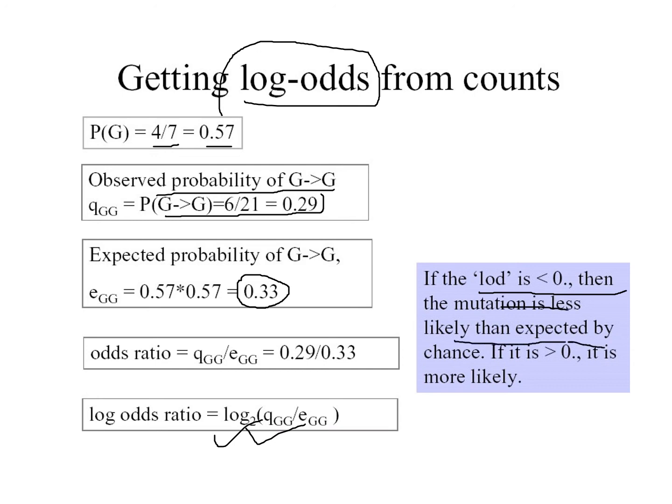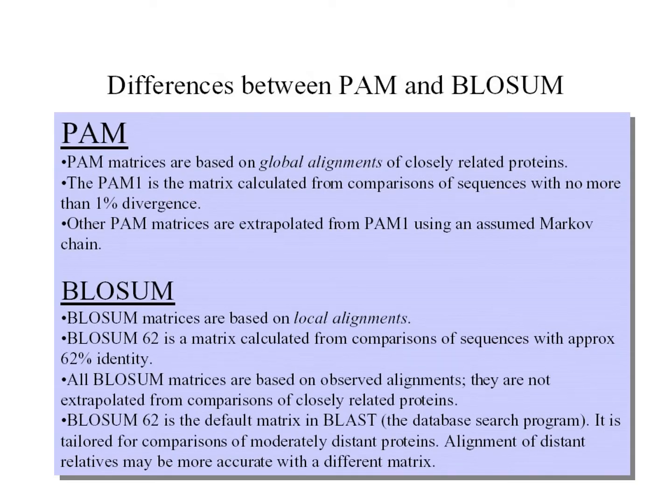Let's talk about the last thing, which is the differences between PAM and BLOSUM. PAM matrices are based on global alignments of closely related proteins, which is a very important point, whereas BLOSUM is based on local alignments. Also, PAM1 is the matrix calculated from comparison of sequences with no more than 1% divergence. So PAM1 means 1% of residues or bases have changed over the 20 amino acids.